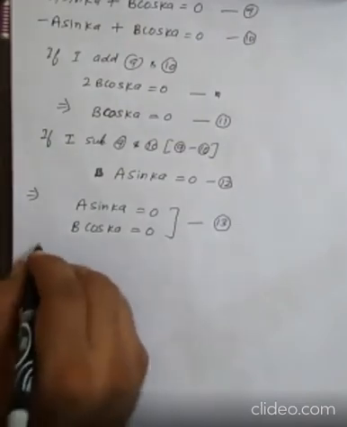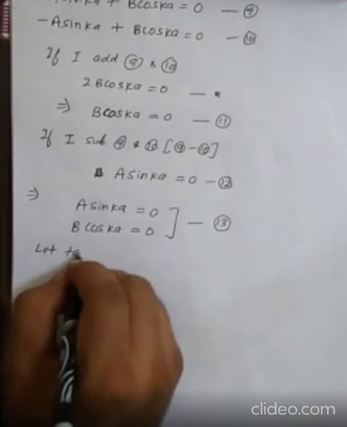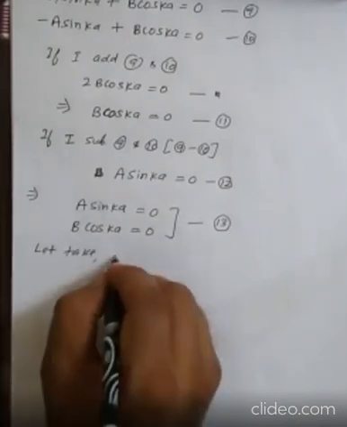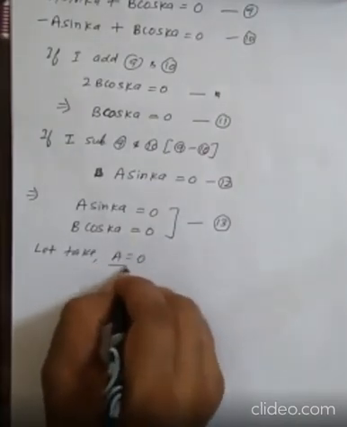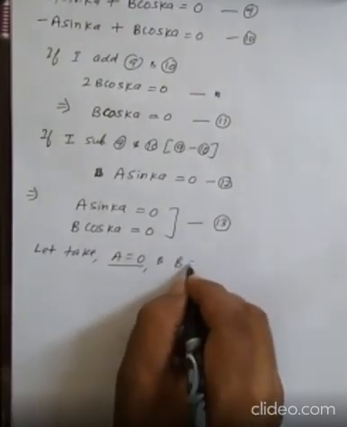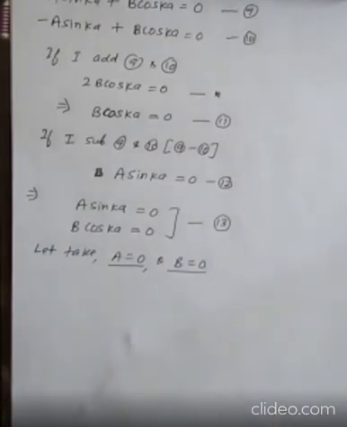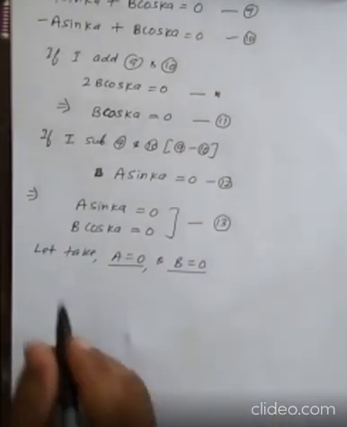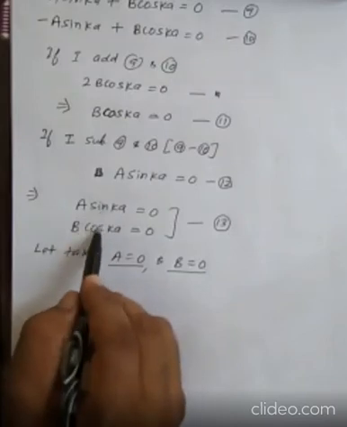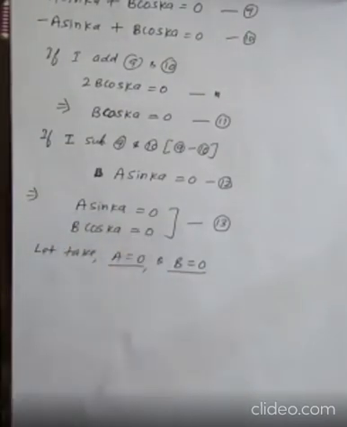So let's take a equal to 0 and b equal to 0. If I take a equal to 0 and b equal to 0, then I will get a sin ka equal 0 and then b cos ka equal to 0.